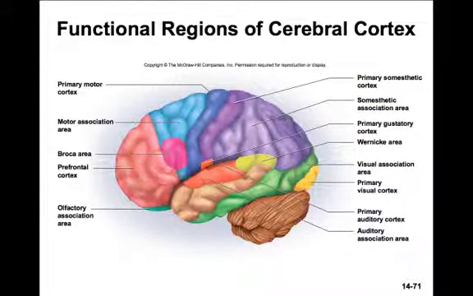Here are some of the functional regions of the cerebral cortex. You should perhaps become familiar with the motor association area, certainly the primary motor cortex and the primary somesthetic cortex or sensory cortex, and the association area. We'll see Broca's area, we'll explore Wernicke's area, we'll explore the auditory association areas and olfactory association areas here shortly.